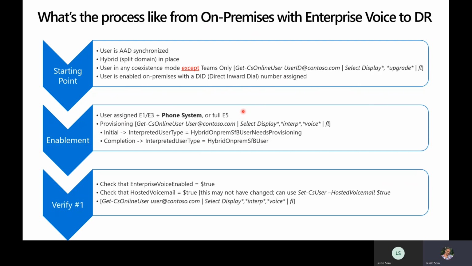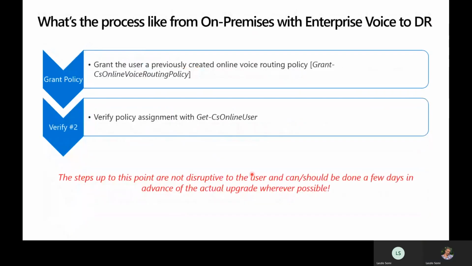You assign them licenses, plus the appropriate phone system licenses, of course. You can monitor all this using Get-CsOnlineUser, the interpreted user type we talked about earlier. You verify, again, using CsOnlineUser that Enterprise Voicemail and Hosted Enterprise Voice and Hosted Voicemail are enabled for the user, should be enabled by default.